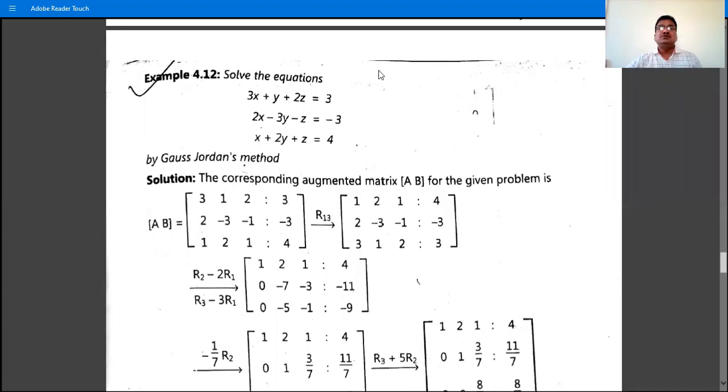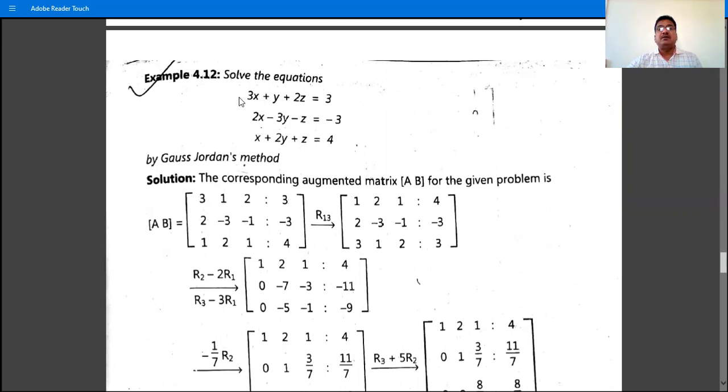Next example, solve the equations 3x plus y plus 2z is equal to 3, 2x minus 3y minus z is equal to minus 3, x plus 2y plus z is equal to 4 by Gauss-Jordan elimination method or Gauss-Jordan method. Okay, the unknowns are x, y, z. In the place of x1, x2, x3, the unknowns are x, y, z. Now reduce the system in the matrix form first.